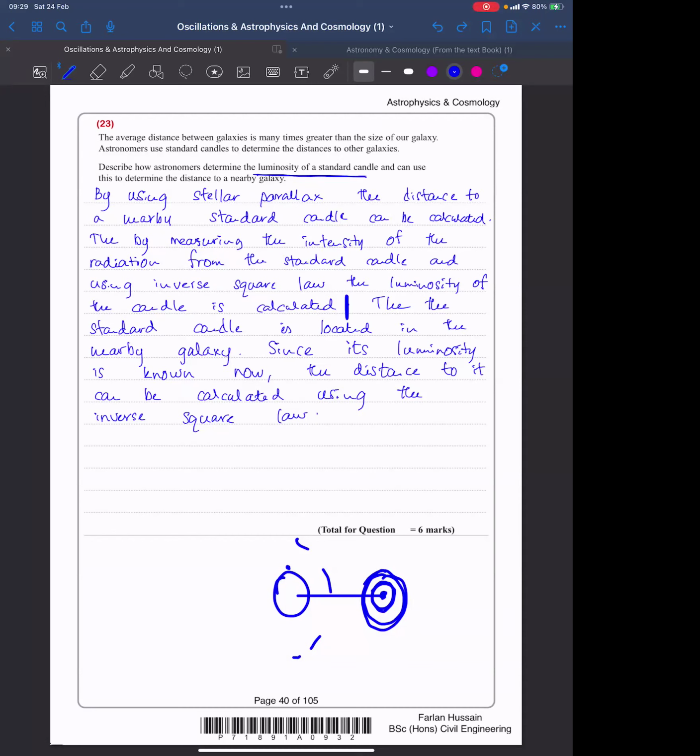Yeah, using Green's law, and find the distance.